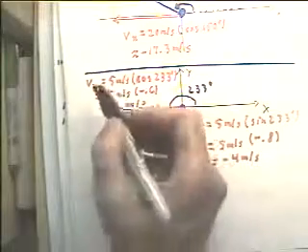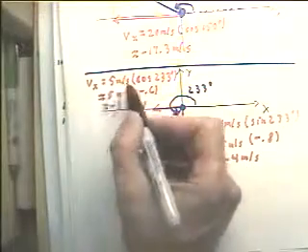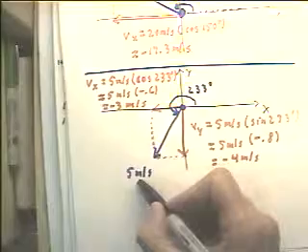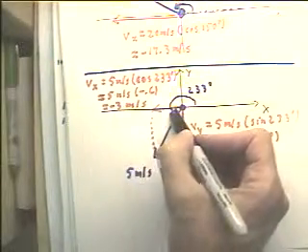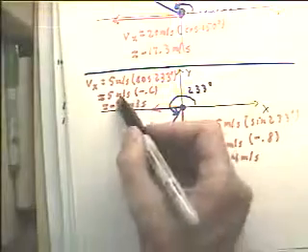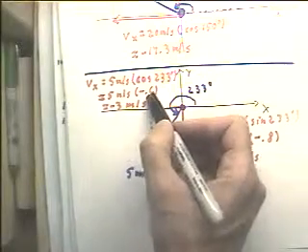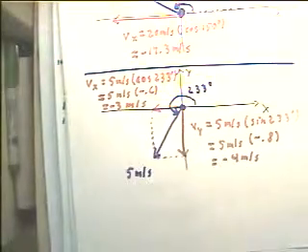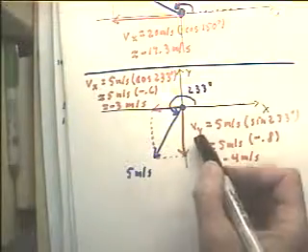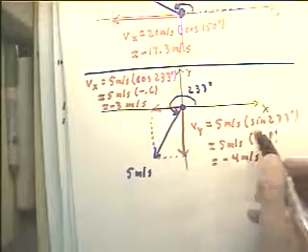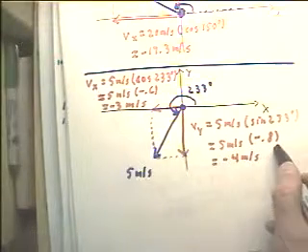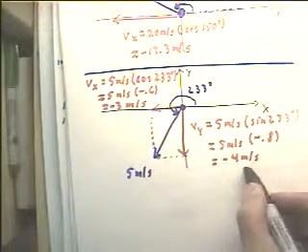Using the same formulas, the x velocity will be the magnitude, the 5 meters per second, times the cosine of the angle, the cosine of 233 degrees in this case, which is 5 meters per second times negative 0.6, or negative 3 meters per second. The y component will be 5 meters per second times the sine of 233 degrees, which is 5 meters per second times negative 0.8, or negative 4 meters per second.